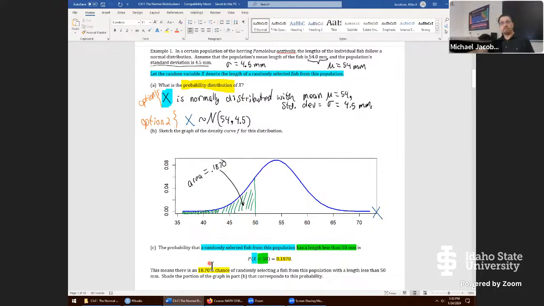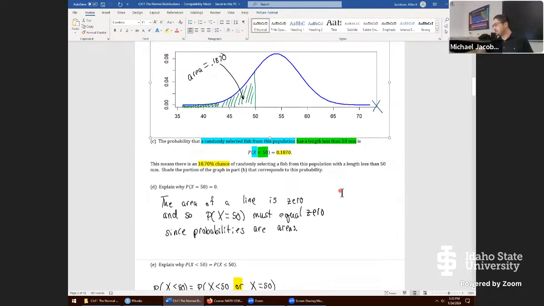And so we have a probability of 0.1870 that the event here will occur. What was it? X is the length of a randomly selected fish. So it's saying there's about a 20% chance, if we round roughly, of finding a fish less than 50 millimeters, I believe, for that population. So that's our idea of probability so far.